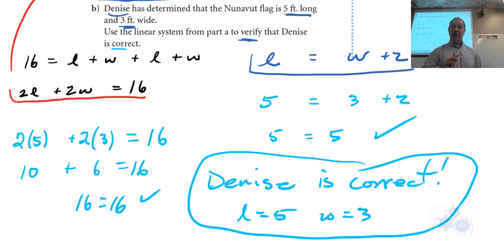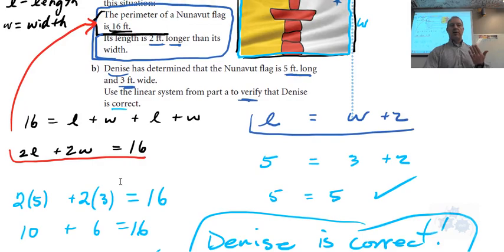Pretty easy? Okay. So there's going to be some more practice for you. We'll do some more examples here, but that's the explanation. There's one example there from your textbook.